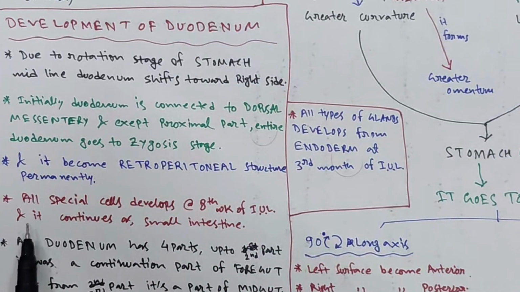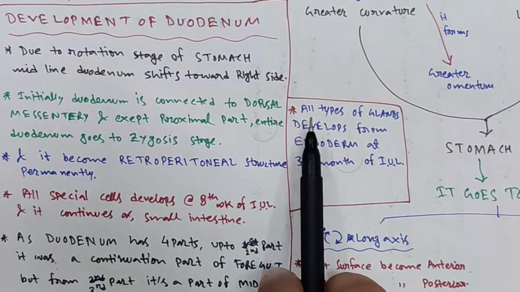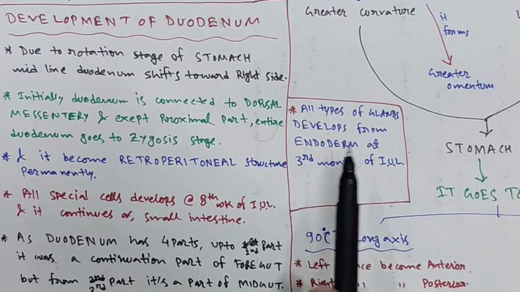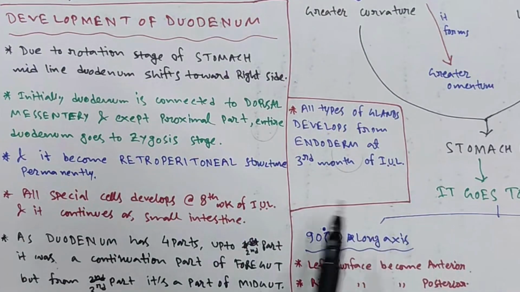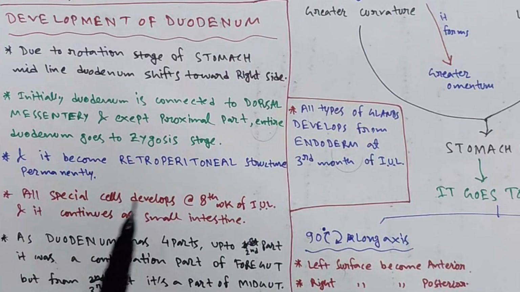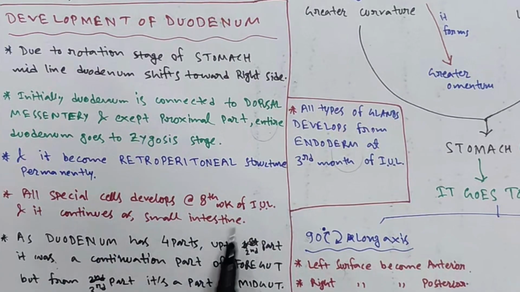Now, all the special cells. Oh, one minute. In the stomach video, I have to say that all types of glands present in the stomach develop from the endoderm at the 3rd month of intrauterine life. Same to same, all the special types of cells present in the duodenum develop by the 8th week of intrauterine life. Now, this duodenum continues as the small intestine.